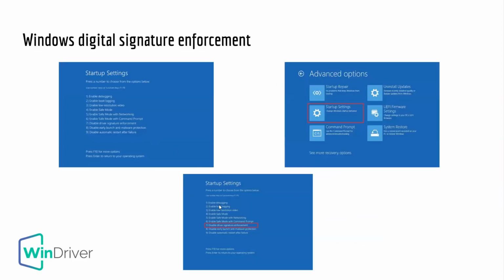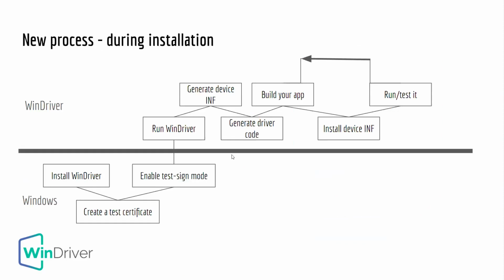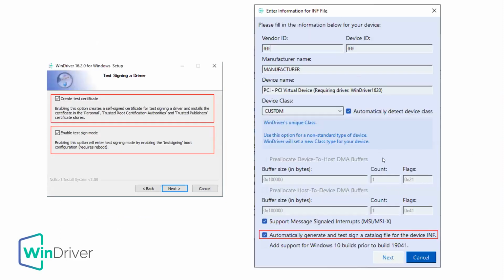Okay, and again, these screens. In the new process, and now I will go over the two options for entering the test sign mode, this is the best practice I recommend. In the new process, you install WinDriver, and you create a test certificate and enable the test sign mode in the installation phase. Okay, in the first level, you restart the computer, and then you are free to test and develop your driver with the INF whenever you want, without the need to reboot every time and to spend precious time. This is how it looks like.